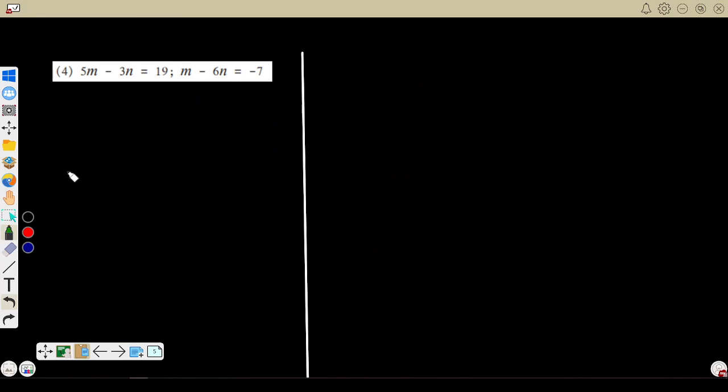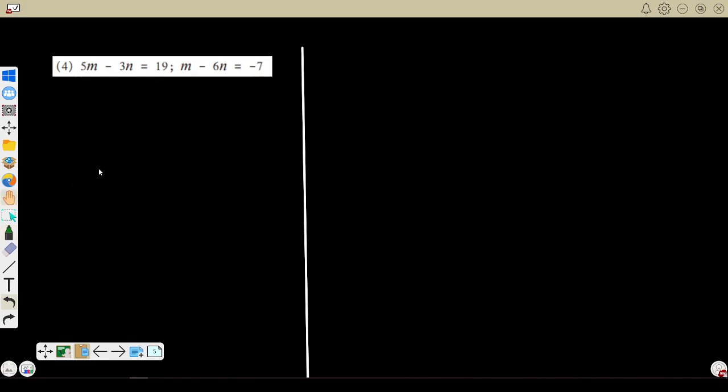Again we have two equations. I'll copy the equations. First is 5m minus 3n is equal to 19. Let this be equation number 1. And then I have another equation, m minus 6n is equal to minus 7. Let this be equation number 2.